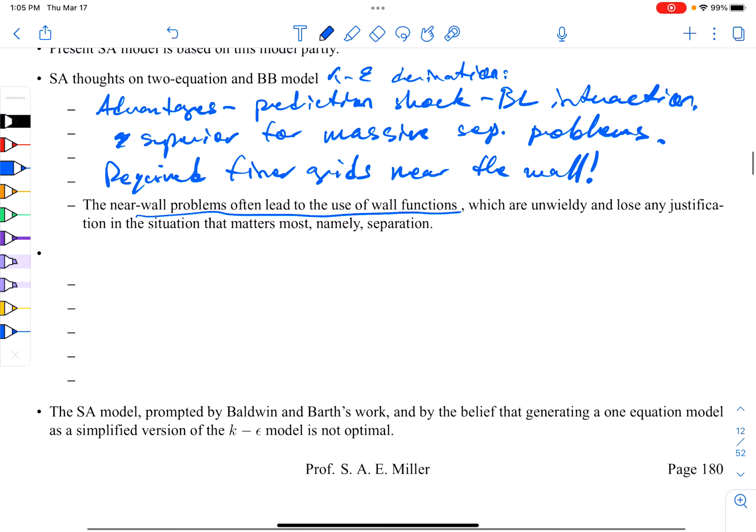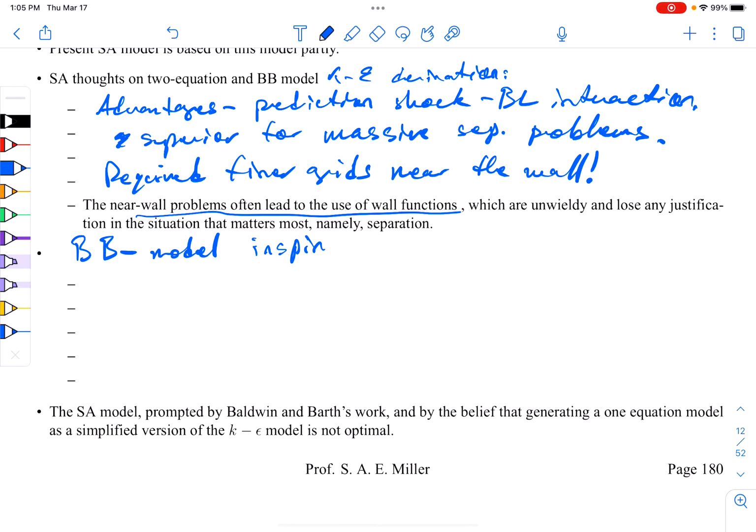So then they looked at this Baldwin-Barth model. It's quite inspirational. And as I mentioned, it was actually given to Spalart as a reviewer at NASA. And I think this is one reason he's a proponent of one-equation models. I remember in one lecture he gave at AIAA, he said, of course I'm going to make a one-equation model. I think it's partly a joke, because he's a big proponent and built his career around it.